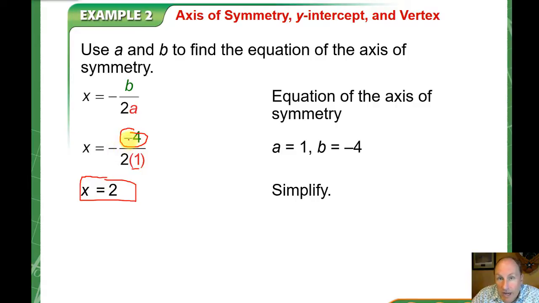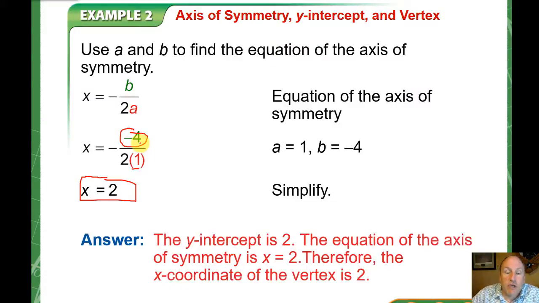Be super careful about negatives. This is the number one mistake made in determining axis of symmetry and vertex. So the equation of the axis of symmetry is x equals 2, and therefore the x-coordinate of the vertex is 2. Now if we needed to find the y-coordinate, we would put it back into the function to find it.